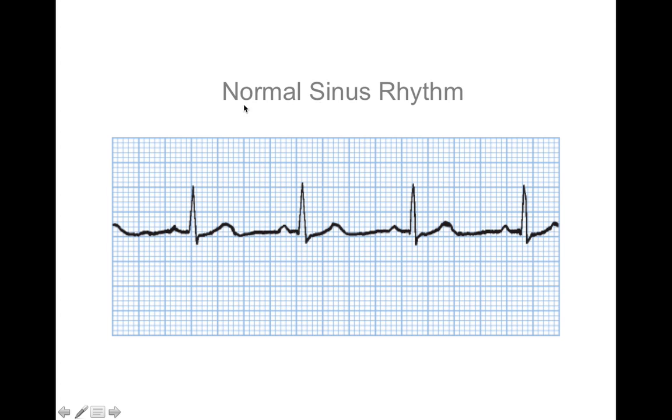Okay, so on this slide, we're looking at a normal sinus rhythm. Remember, sinus rhythm is what you find between 60 and 100 beats per minute. But if it's outside of that range, then we have different words to describe that.